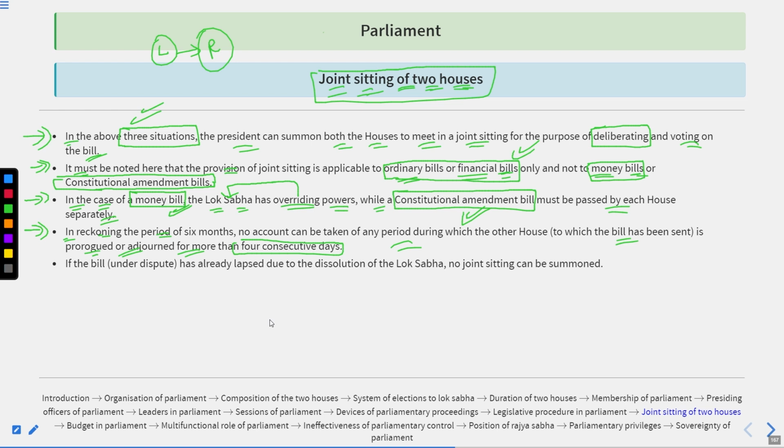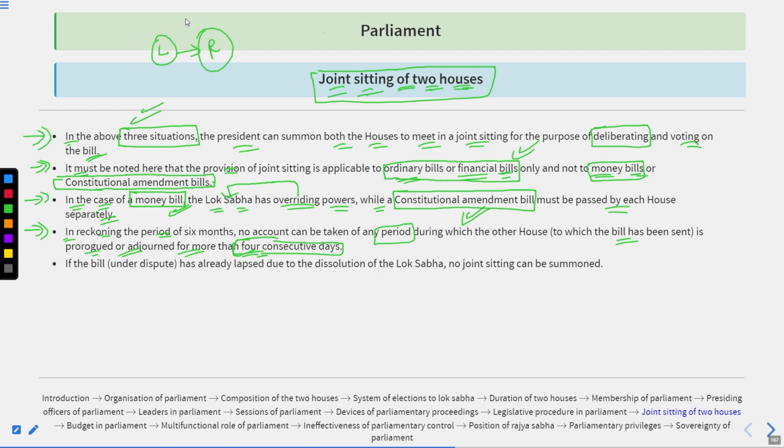But if between this tenure, Rajya Sabha got suspended, or you can say prorogued or adjourned for 4 consecutive days or continuously for 4 days, then that period of 4 days will not be counted. Like we talk about the 6 months, it means 180 days. Within these 180 days, the action must be taken by the other house to which the bill has been sent. But if the other house has been prorogued or adjourned for more than 4 consecutive days, in such a case, what will happen? The 180 days tenure will be minus 4, and those 4 days will be given extra apart from those 6 months.